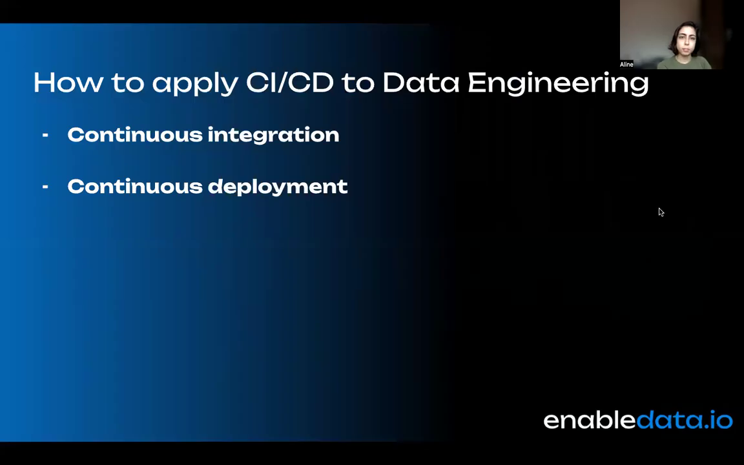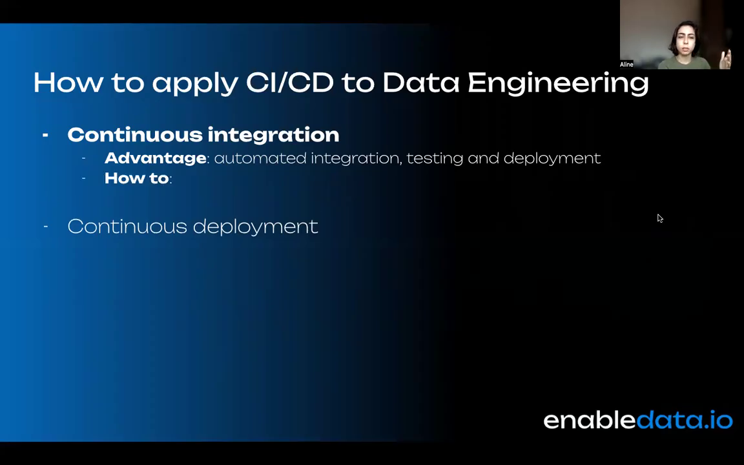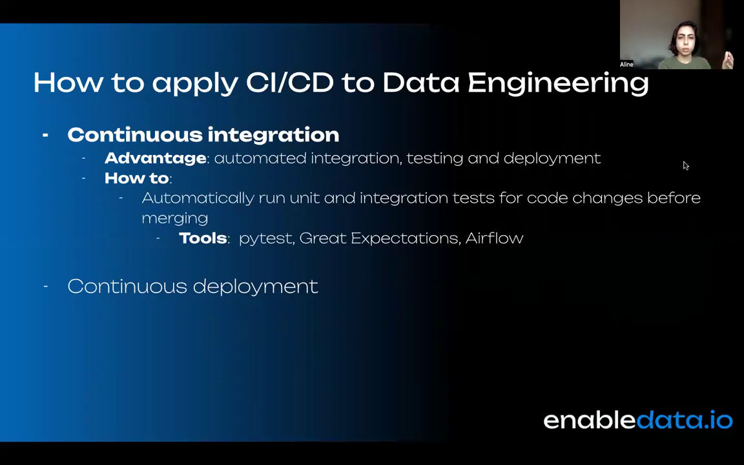So we have two concepts, right? Continuous integration and continuous deployment. I'm going to break it down. First of all, we're going to talk about integration and then deployment. So what is the advantage, again, of having continuous integration? It's automated integration, testing, and deployment. So how to do it in data engineering?